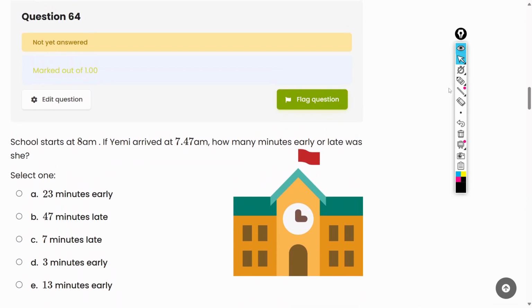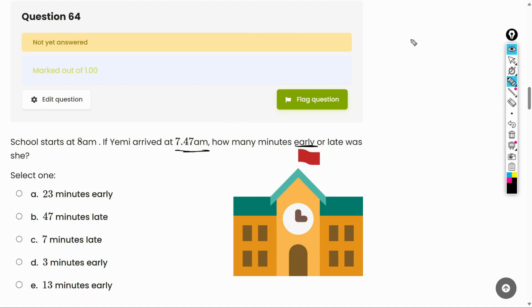Question 64. School starts at 8 a.m. If Yemi arrives at 7:47 a.m., how many minutes early or late was she? So 7:47 a.m. is obviously happening before 8 a.m., which means she's early. So to find how many minutes she was early, we need to subtract 8 a.m. and 7:47 a.m.